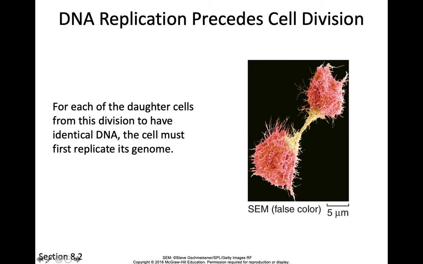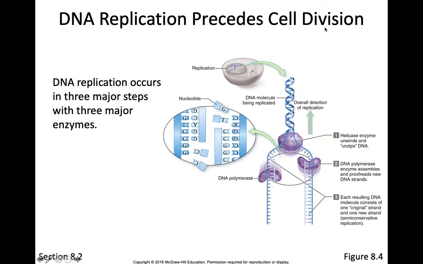Very important for the daughter cell, which is the new cells, both of the daughter cells, to have a copy of the DNA so they can both be functioning cells and do what they're supposed to do. So to replicate the DNA, it's going to occur in three major steps, and here's what we're going to talk about here. So this is a very easy concept to understand.